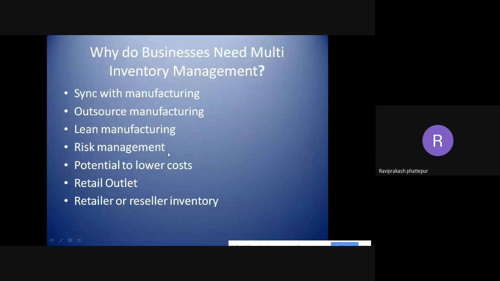This we saw. Then we saw why multi-level inventory, or multi-place inventory, is required. In the sense we are having inventory at multiple places. Why it is required or why it is not required, what are the advantages and disadvantages, we saw. First, sync with manufacturing. If you are having multiple production houses, you need to have inventory very near to those. Otherwise, your transportation cost will increase.